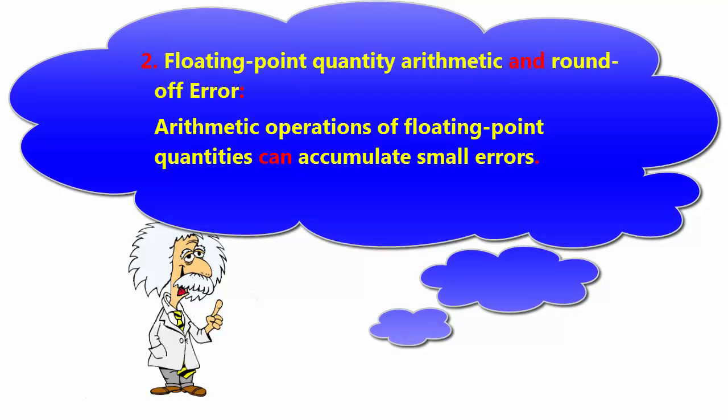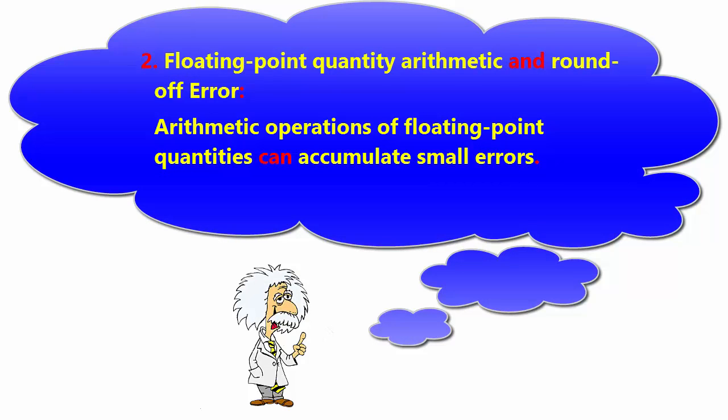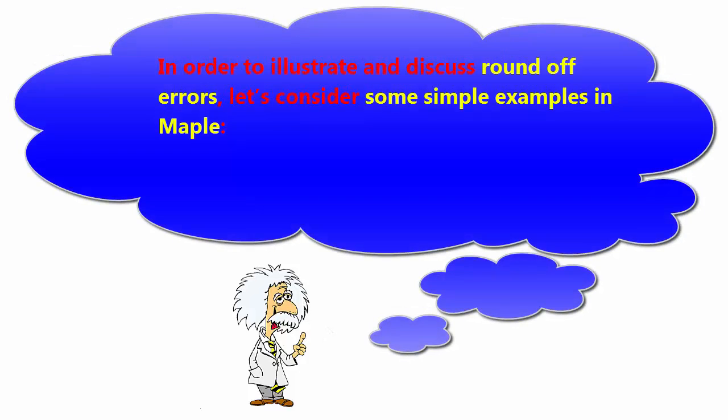2. Floating-point quantity arithmetic and round-off error. Arithmetic operations of floating-point quantities can accumulate small errors. In order to illustrate and discuss round-off errors, let's consider some simple examples in Maple.